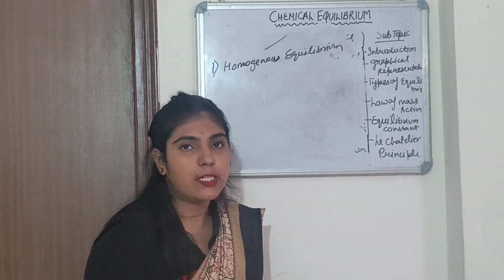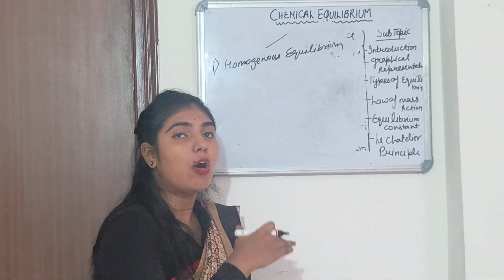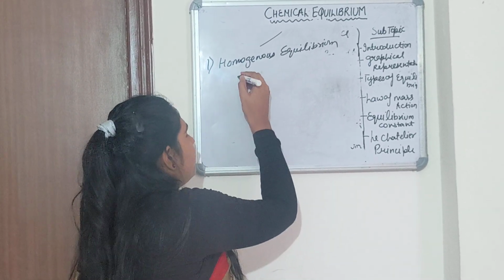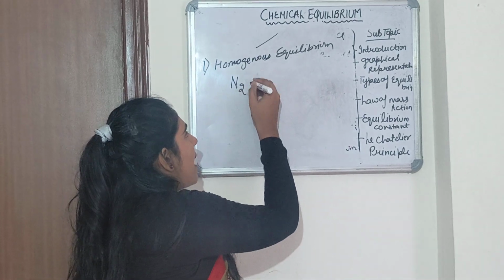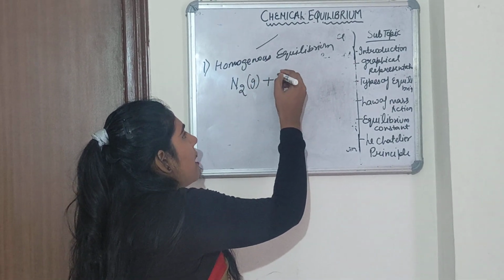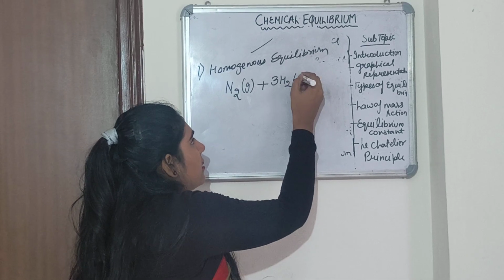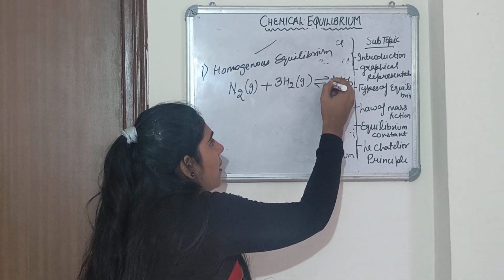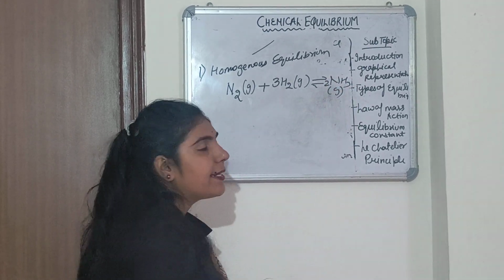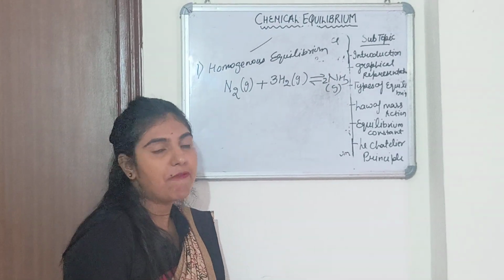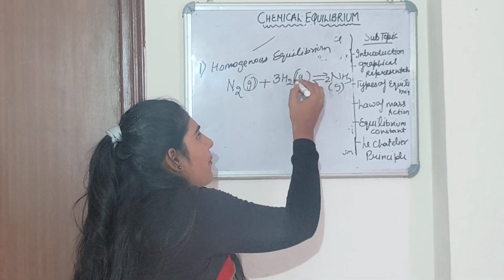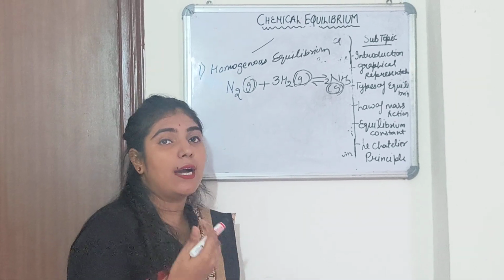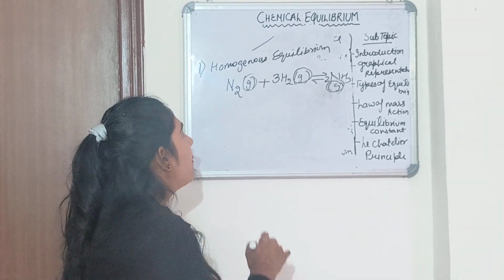So the first one is homogeneous equilibrium. As the term indicates, homo means same, which means all the reactants and products are in the same phase. For example, nitrogen gas plus hydrogen gas gives ammonia. In this case, all the reactants and products are in the same phase, that is, the gaseous phase. So that's why it is called homogeneous equilibrium. The reaction is an example of homogeneous equilibrium.